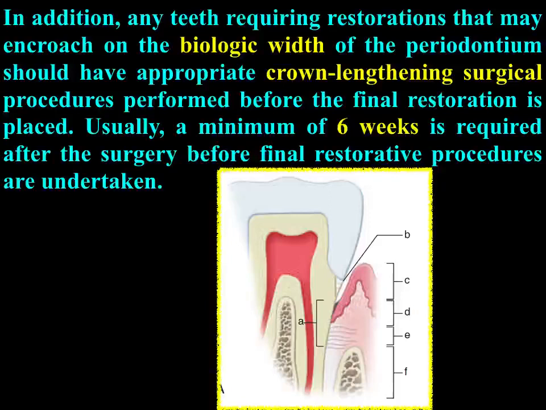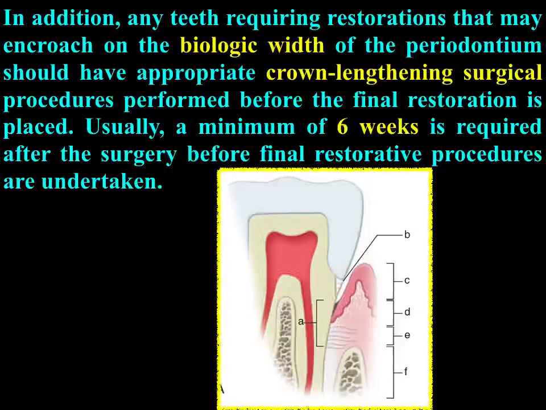In addition, any teeth requiring restoration that may encroach on the biological width of the periodontium should have an appropriate crown lengthening surgical procedure, preferably performed before the final restoration is placed. Usually, a minimum of 6 weeks is required after the surgery before final restoration procedures are undertaken.